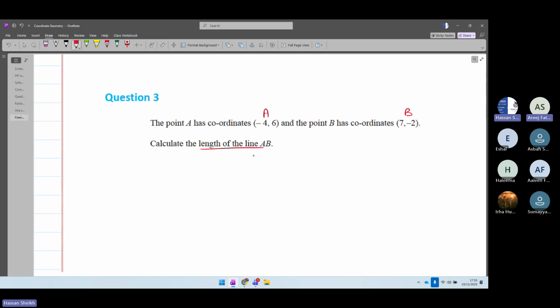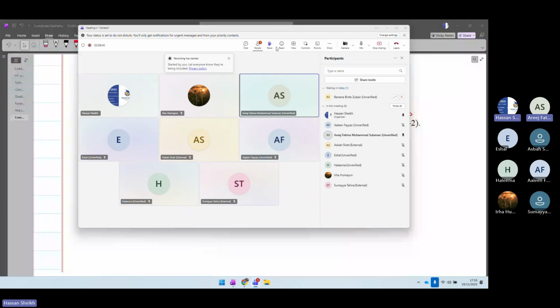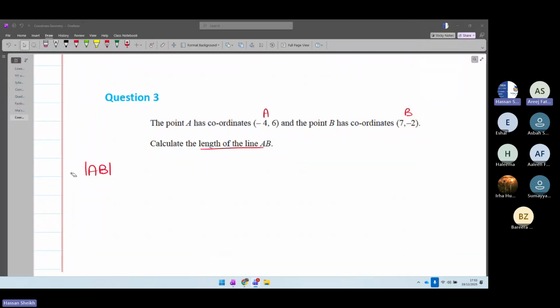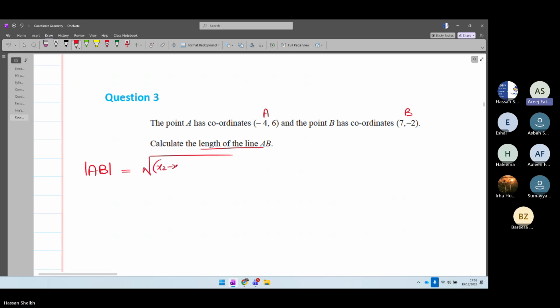Do they want us to calculate the distance formula? Yes. So what is the distance formula? The distance formula is AB equals the square root of (x2 minus x1) squared plus (y2 minus y1) squared. Very well done.